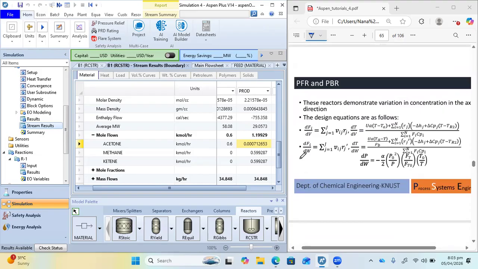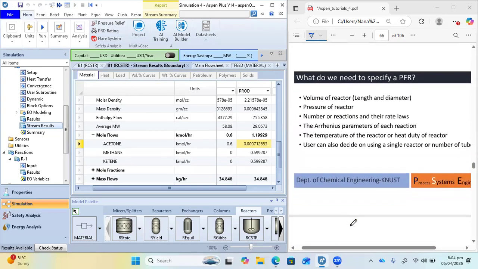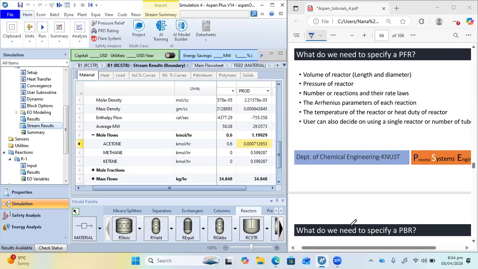Now, for a PFR, we want to try the same example, and then we'll look at how we can work with a packed bed reactor as well. So once again, these are just the design equations, things that we've seen quite often. For a PFR, we'll need the volume of the reactor, so we'll need the length and the diameter because we are dealing with tubes, which are usually tubular, right? And then we need the pressure, the reaction, the rate law, the Arrhenius parameters, the temperature or duty. And then you can decide whether you're dealing with a single tube or multiple tubes, right?